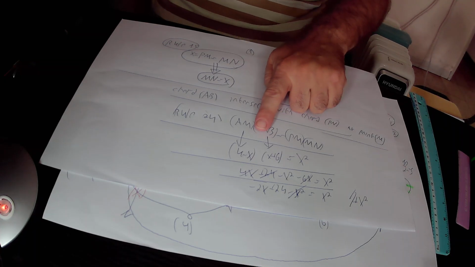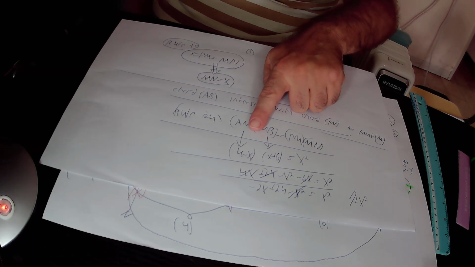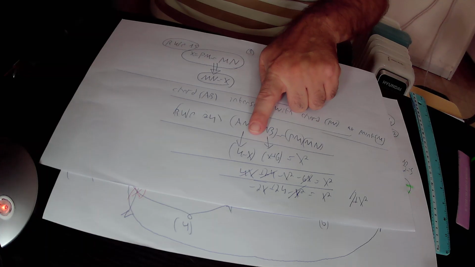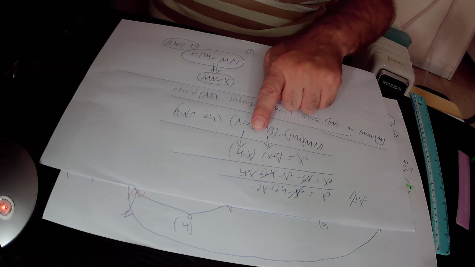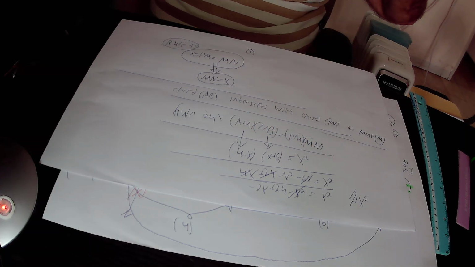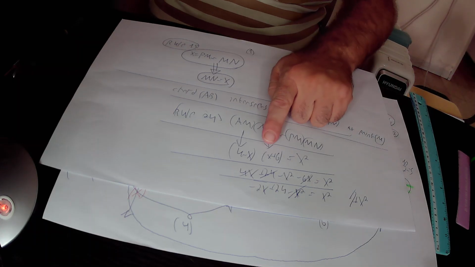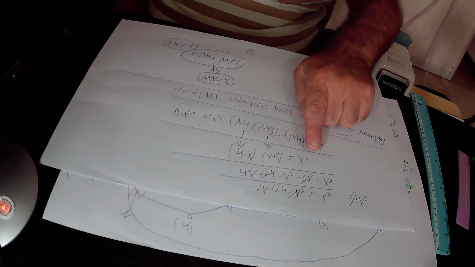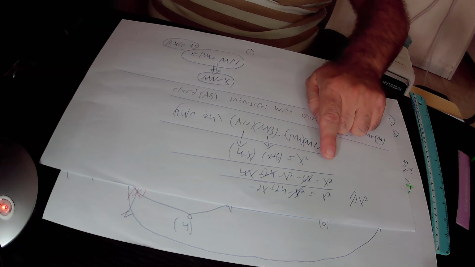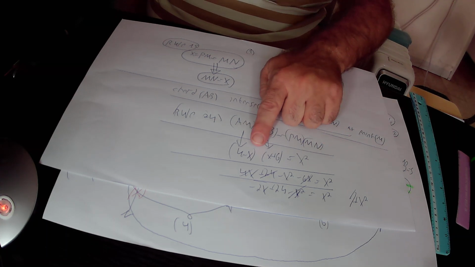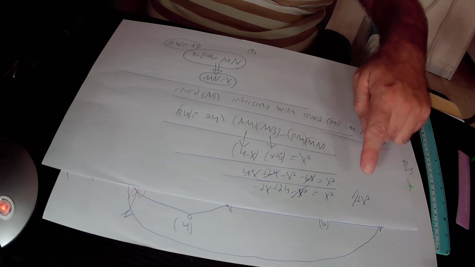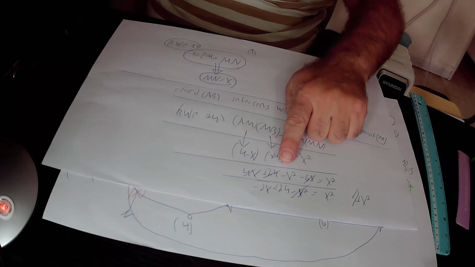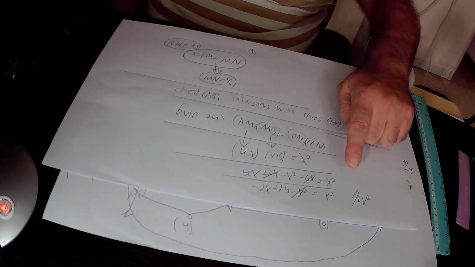We open the brackets of this expression, and here we have 4 times X, 4 times 6 is 24, minus X times X is minus X squared, and minus X times 6 is minus 6X, equals X squared. So in total, 4X plus 24 minus X squared minus 6X equals X squared. 4X minus 6X is minus 2X. We have here minus 2X plus 24 minus X squared equals X squared.